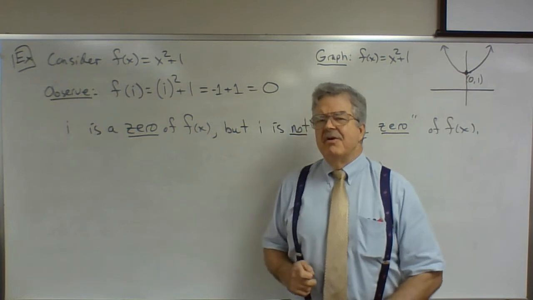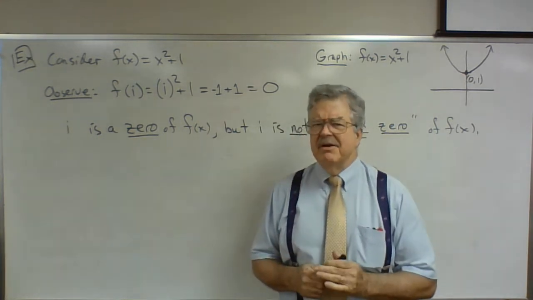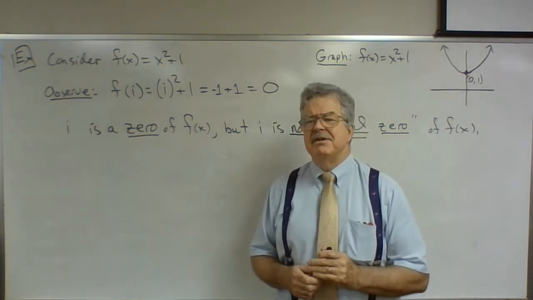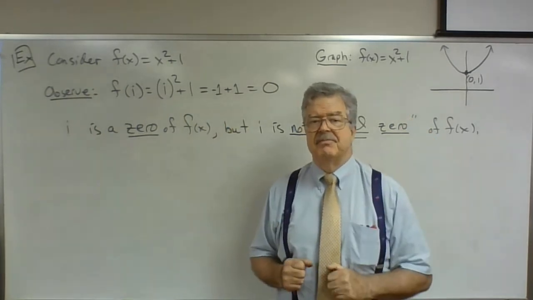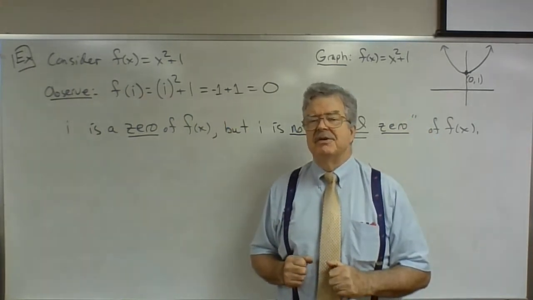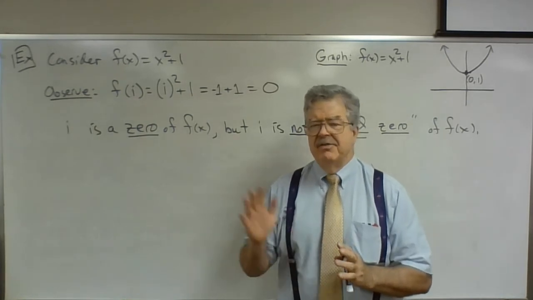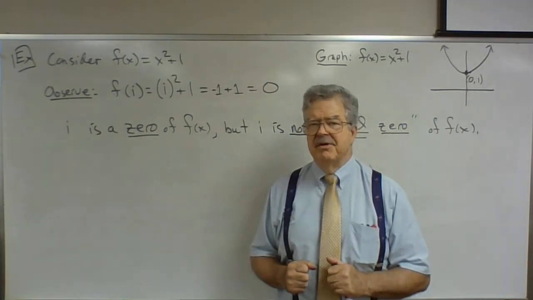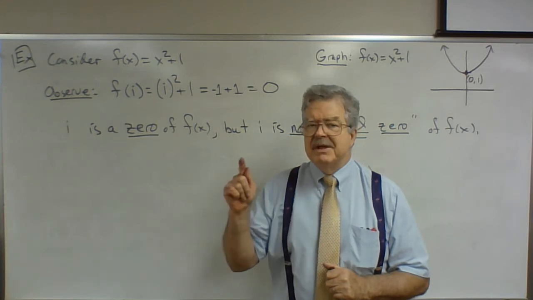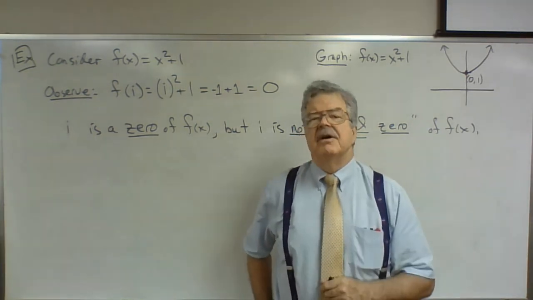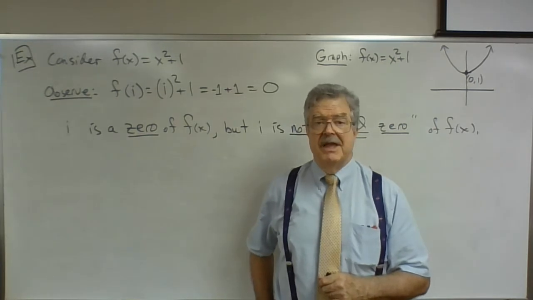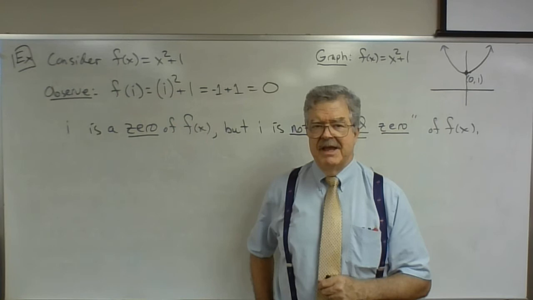So our authors are onto a good thing here, being very deliberate in talking about real zeros. A real zero is a real number that makes the polynomial 0. And those real numbers, those real zeros, correspond to points on the x-axis where the graph intersects the x-axis.